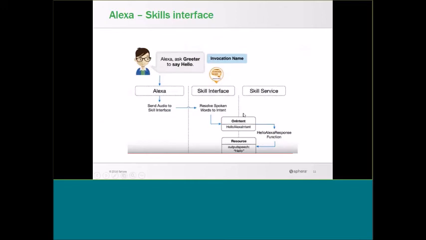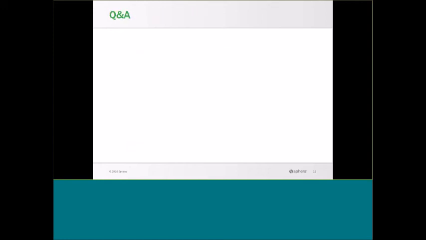The way Alexa works is fairly straightforward, where it calls the skills interface to send audio to resolve, and that in turn calls the skills service to return the response for the intent. Any questions?